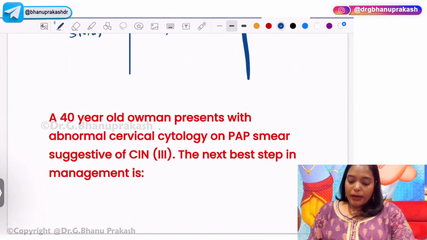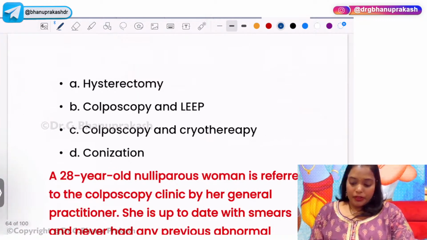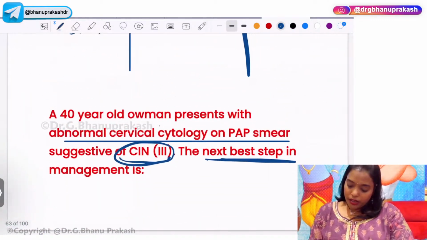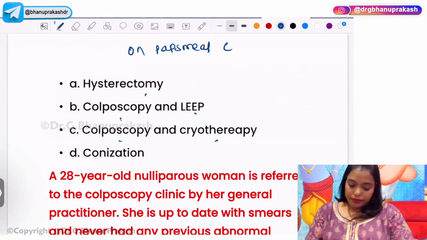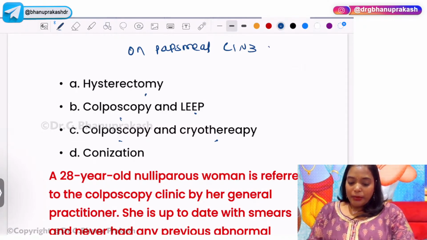A 40-year-old woman presents with abnormal cervical cytology on pap smear, suggesting CIN3. What is the next best step? Hysterectomy, colposcopy and LEEP, colposcopy and cryo, conization. On pap smear, it is CIN3. What is your next step? Hysterectomy, colposcopy and LEEP, colposcopy and cryotherapy, conization.